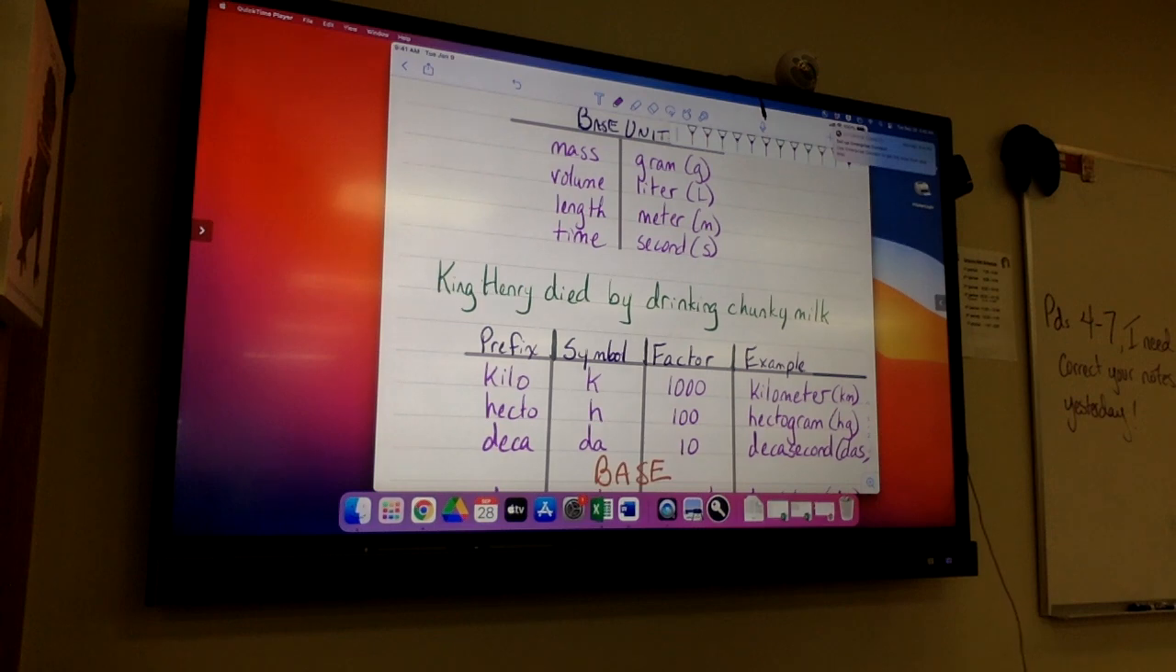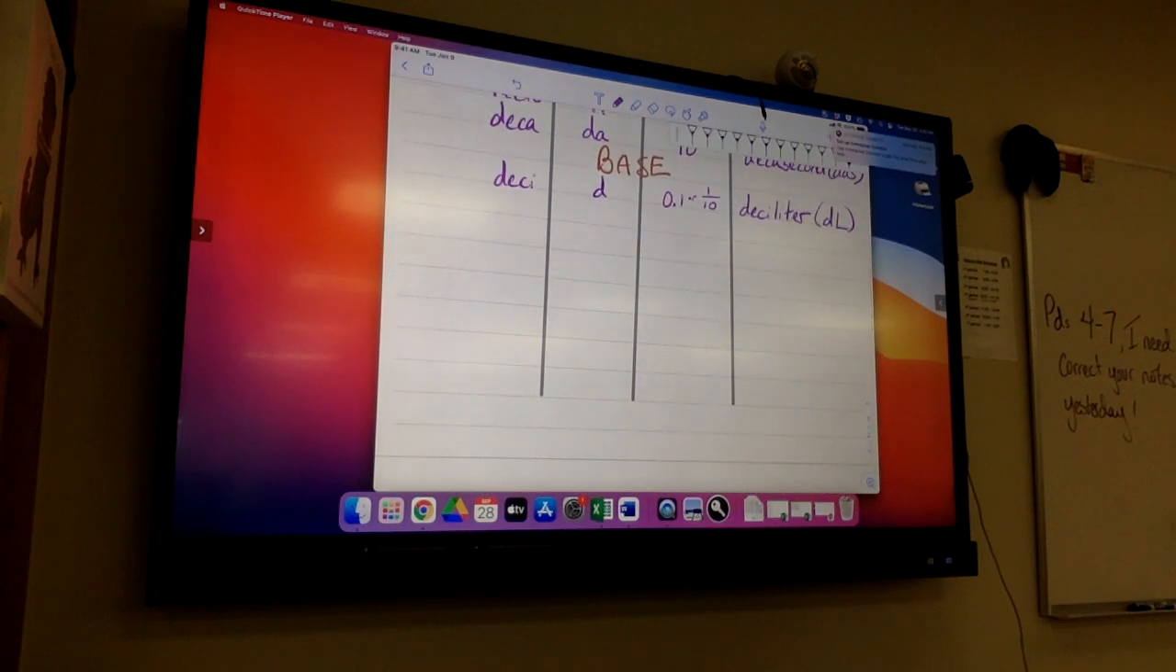All right. So King Henry died by drinking. Chunky, what do you think it stands for? Very good. Centi. Centi, abbreviated C, which is 100th. What do you want the example to be? Centimeter. Abbreviated CM.